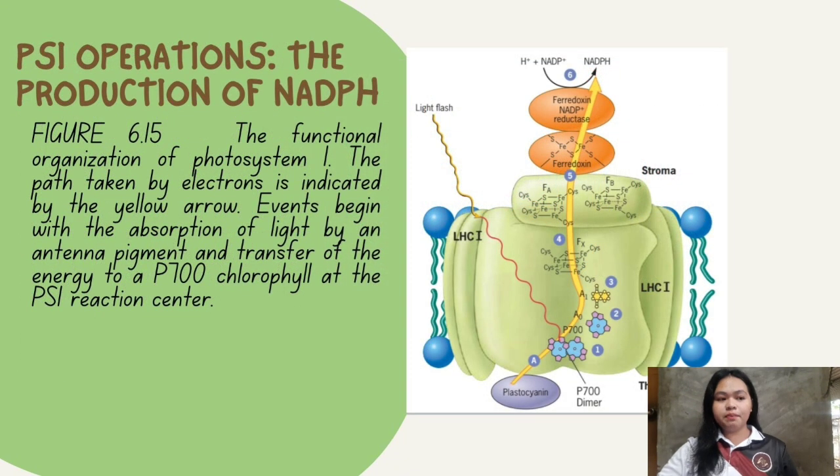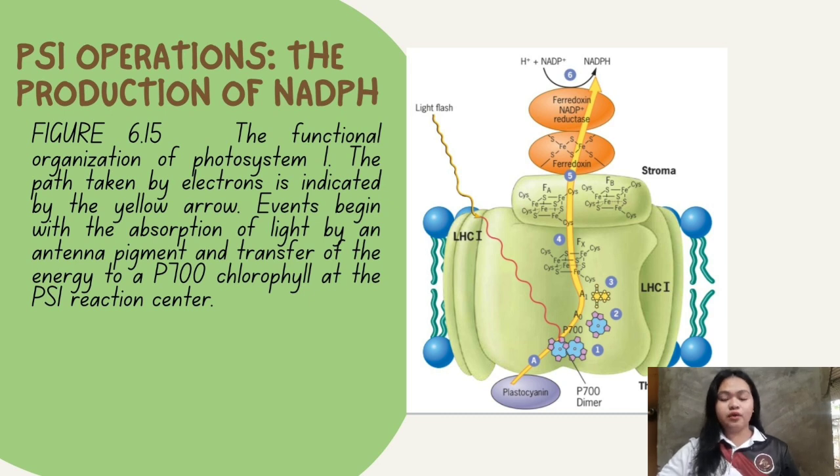So, moving on to the PS1 operation or the photosystem 1 operation, the production of NADPH. In the figure 6.15, the functional organization of photosystem 1. The path taken by electrons is indicated by the yellow arrow. Events begin with the absorption of light by an antenna pigment and transfer of the energy to a P700 chlorophyll at the photosystem 1 reaction center.